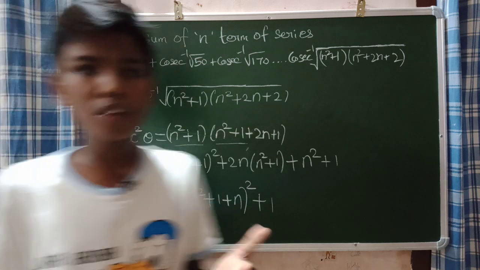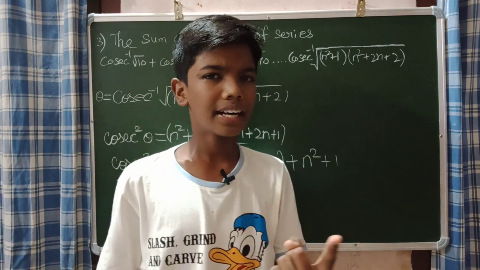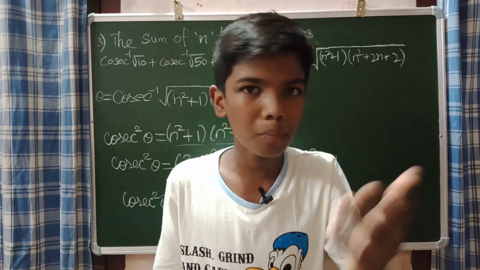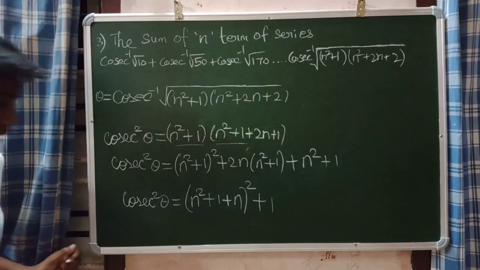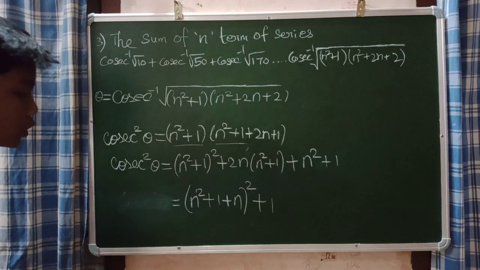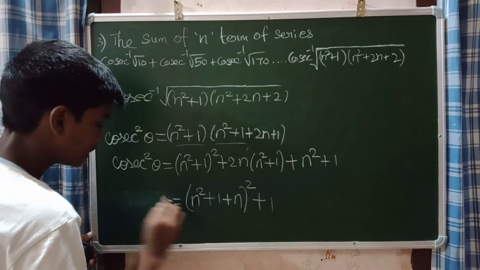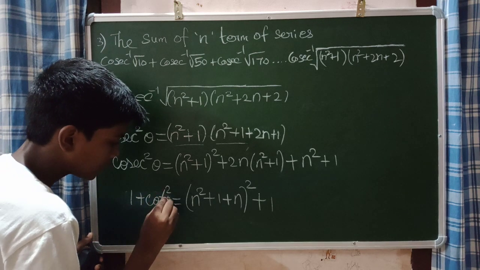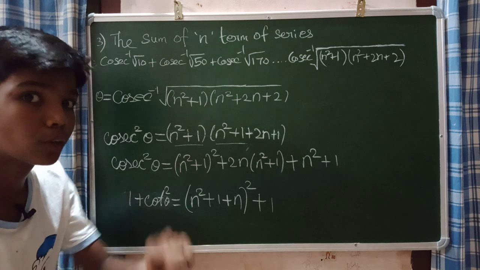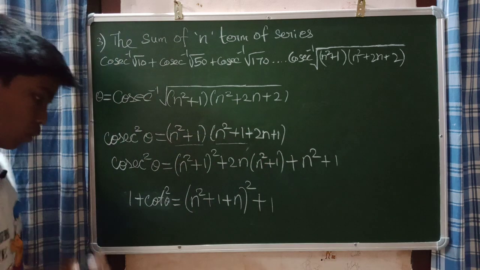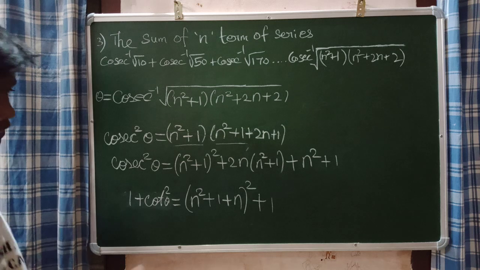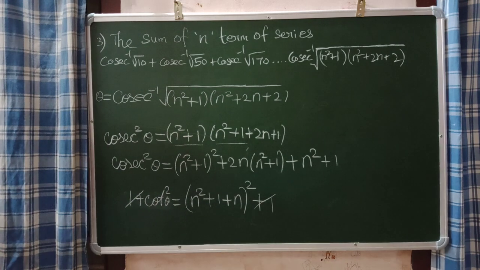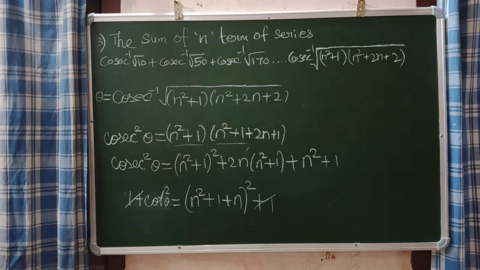In trigonometry, I learned one formula. What is it? Cosecant square theta is 1 plus cot square theta. So I can write cosecant square theta as 1 plus cot square theta, because 1 plus cot square theta and cosecant square theta are the same. Remember it, guys. So 1 plus cot square theta is equal to n square plus 1 plus n whole square plus 1. Now this one and this one will get cancelled. This is what we did.